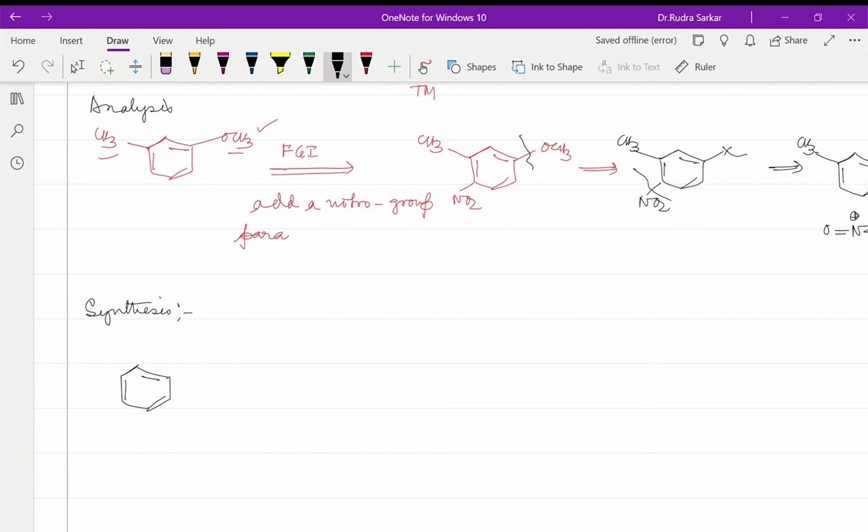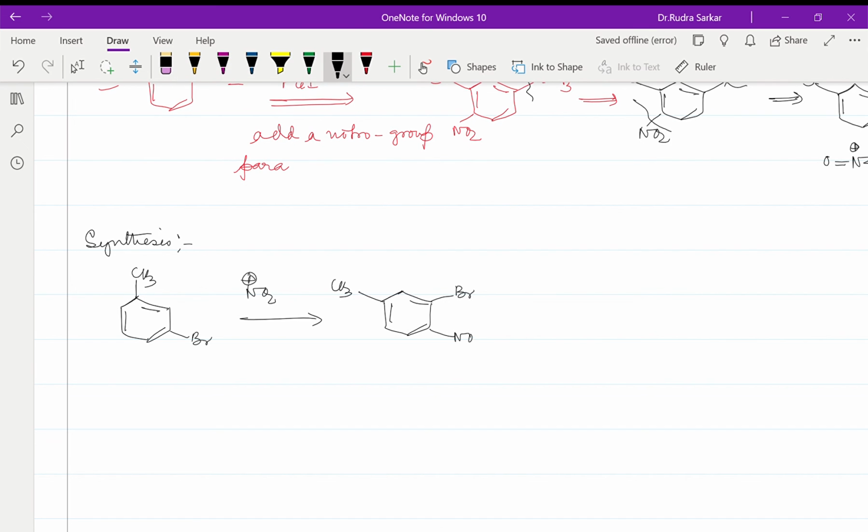This was the starting molecule. This is our Br. This is our nitration process, in which out here basically we will do dinitration. That means with respect to the methyl group, which is far more electron donating than the Br, the nitro group has entered the ortho and para position because methyl is our ortho-para director.